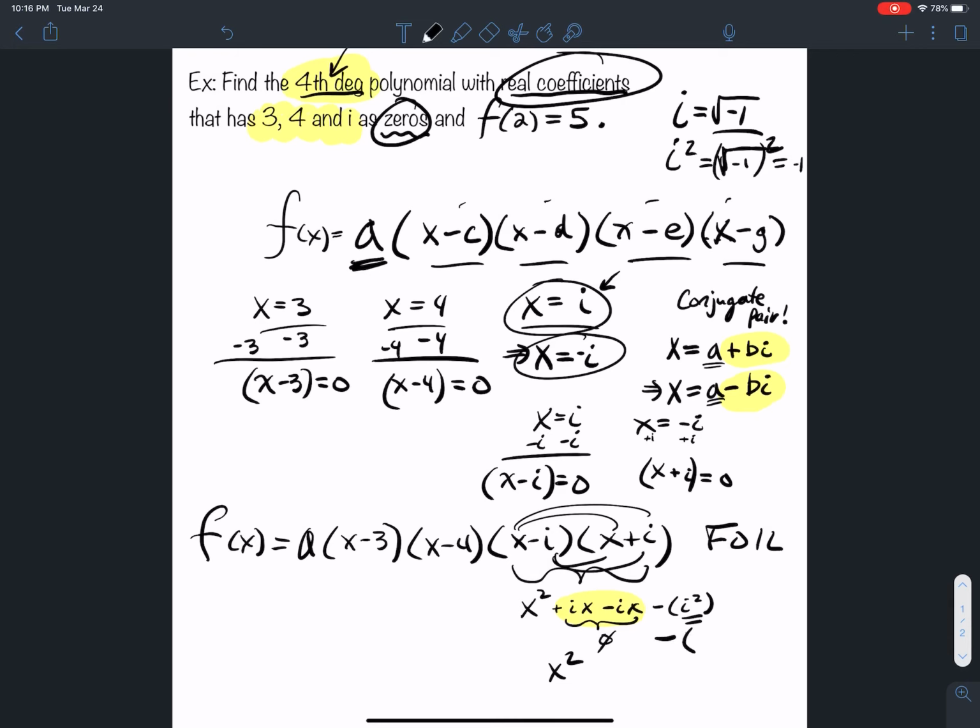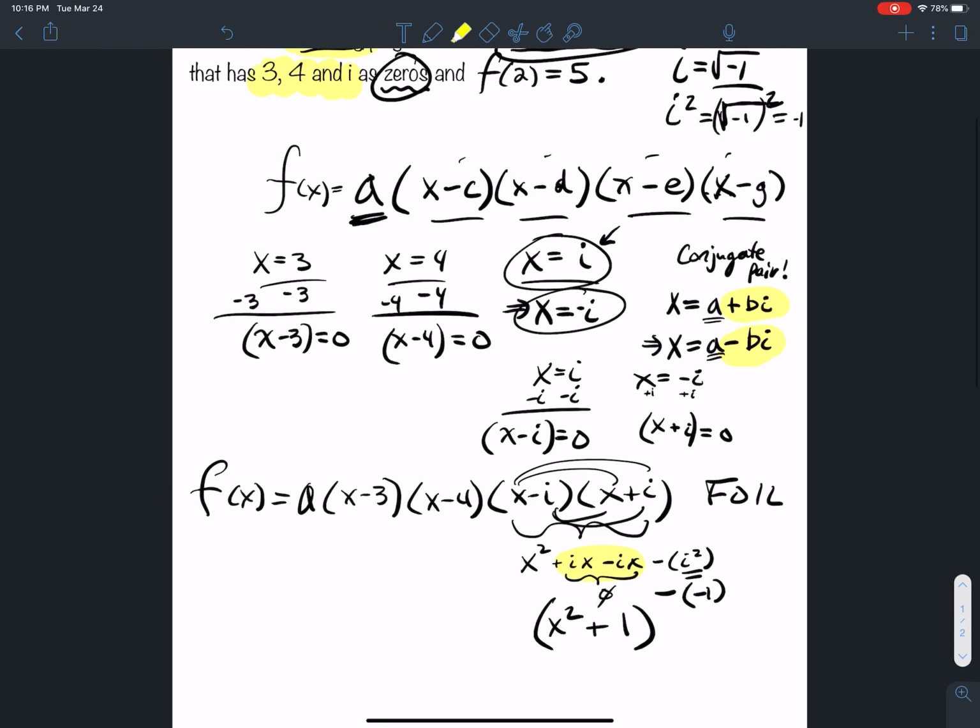So this is minus a negative 1. Minus a minus makes a plus. So that is what this factor becomes here. This nasty thing turns into x squared plus 1. Can I multiply these two together and simplify this a little? Sure can.